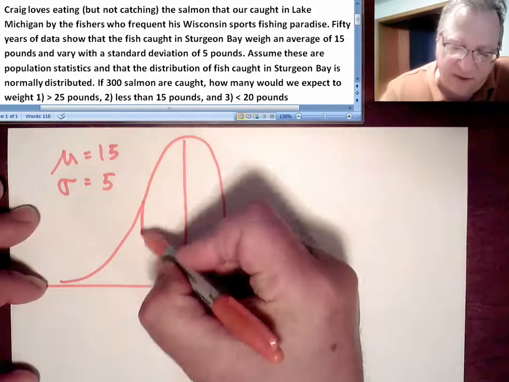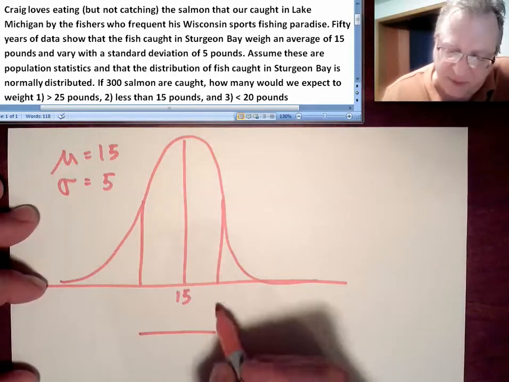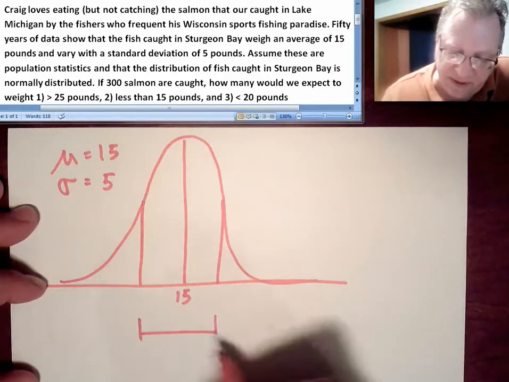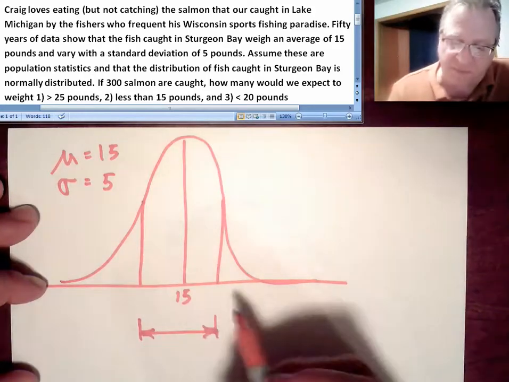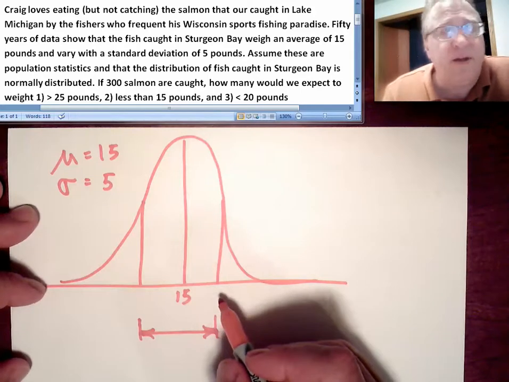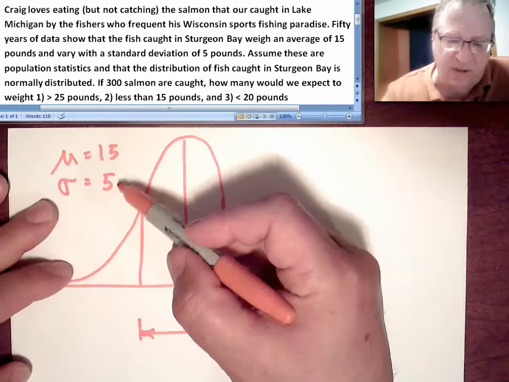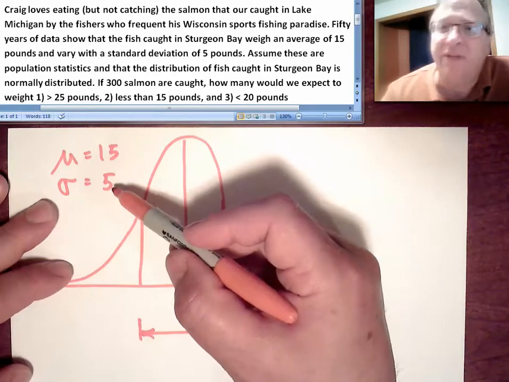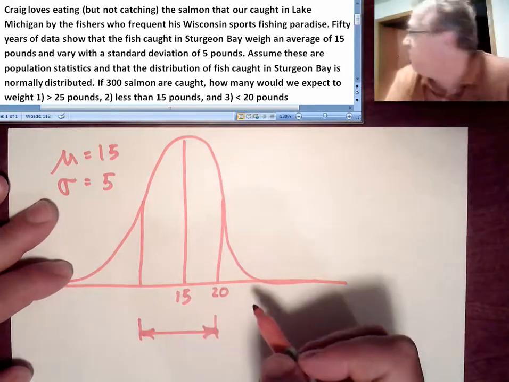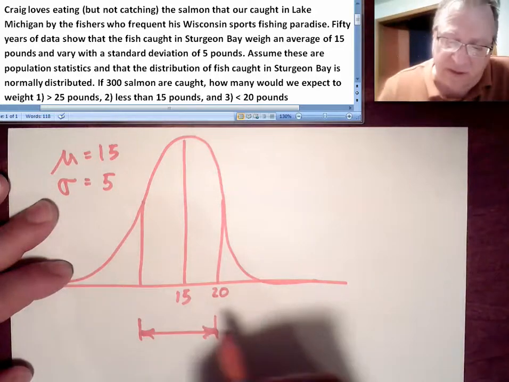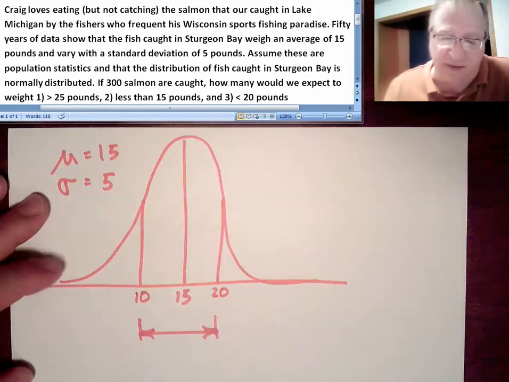And we know there's these special spots out here. And we know that those special spots encompass 68% of our data. And where are those spots? They're at plus and minus 1 standard deviation. Well, we know what our standard deviation is, so we can go 1 standard deviation from the mean. That would take us from 15 to 20. That means that's 20 pounds. And going back the other way, there's minus 1 standard deviation at 10 pounds.